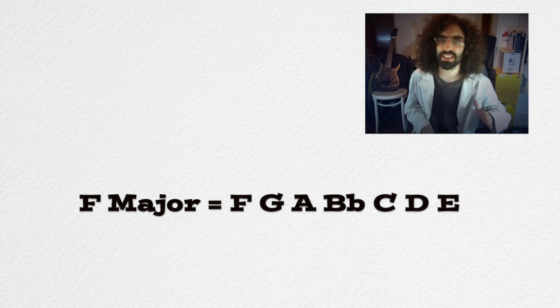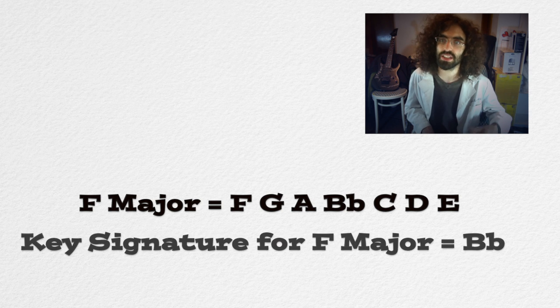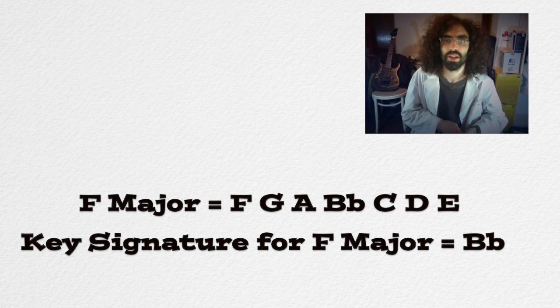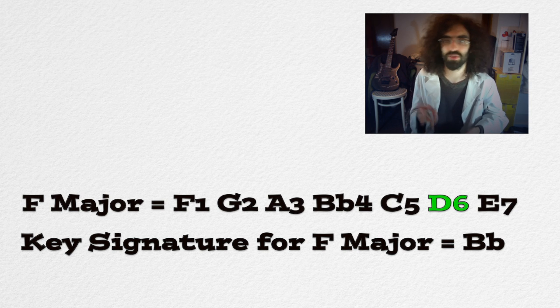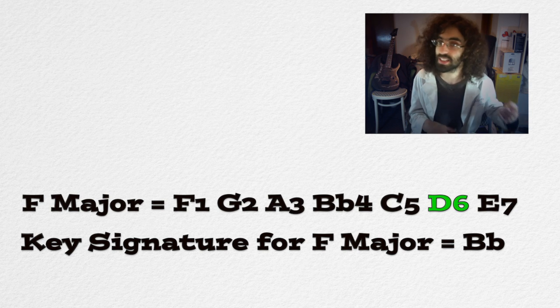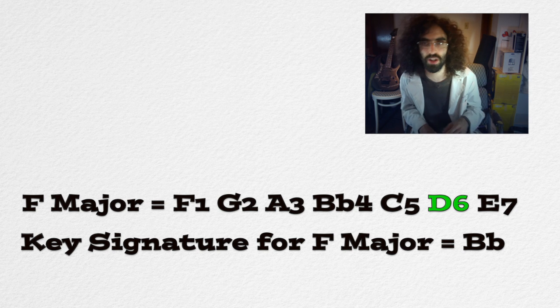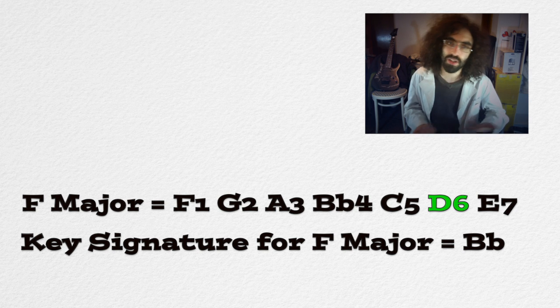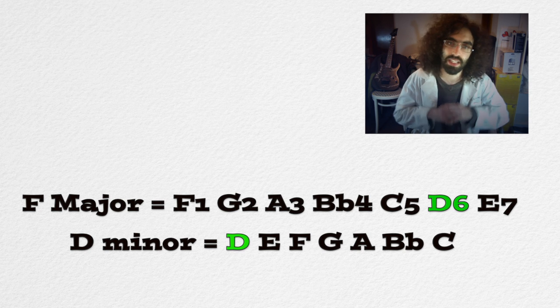Okay, so we can find the key signature for F major by finding the notes in the F major scale, which are F, G, A, B flat, C, D, E. So the key signature will be all natural notes except for B flat. The relative minor to F major will be based around the 6th note of the F major scale. So if we count up F 1, G 2, A 3, B flat 4, C 5, D 6, we find that D is the 6th note of F major and the first note of its relative minor, which is going to be D minor.